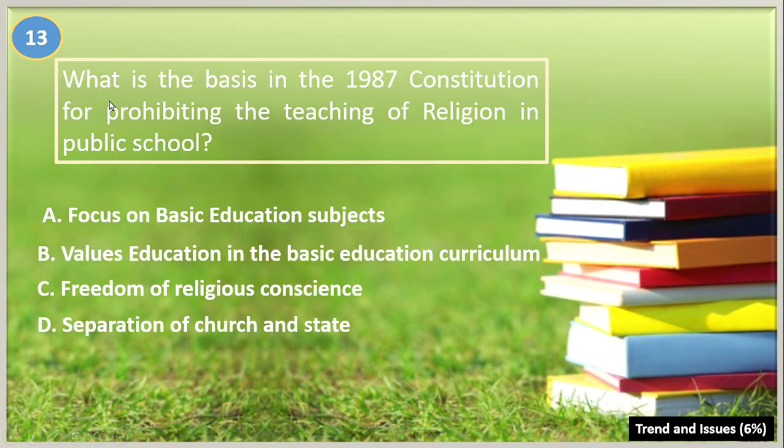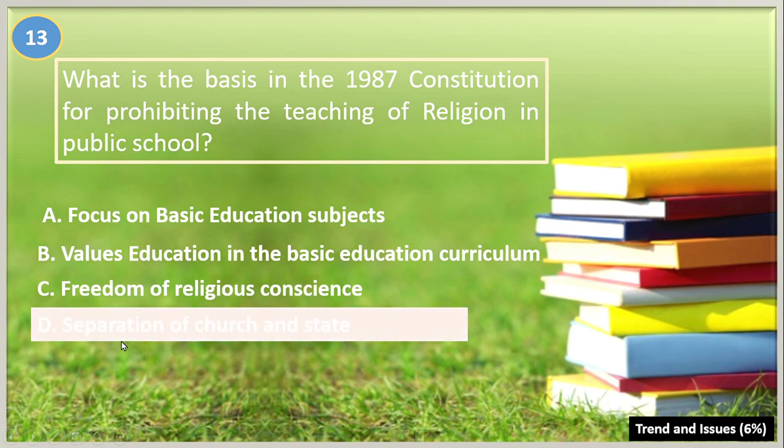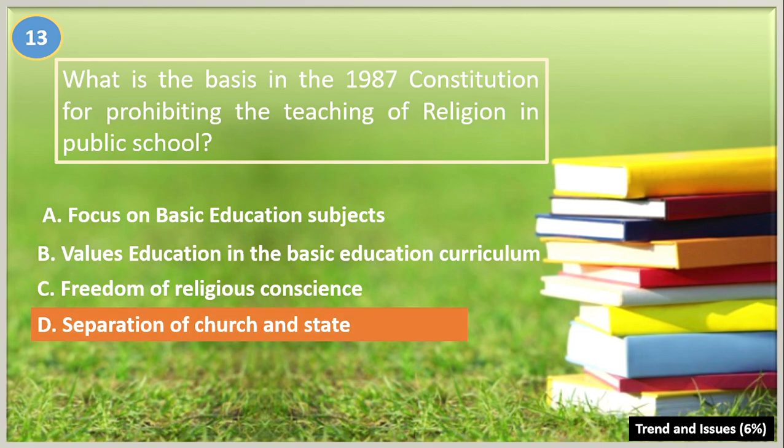Number 13, what is the basis in the 1987 Constitution for prohibiting the teaching of religion in the public school? A. Focus on basic education subjects. B. Values education in the basic education curriculum. C. Freedom of religious conscience. D. Separation of church and state. The answer is letter D, separation of church and state. Until now, we are still practicing what is being ordered in the 1987 Constitution.